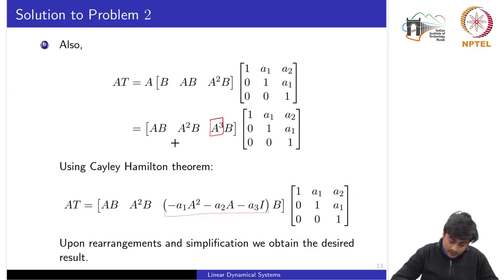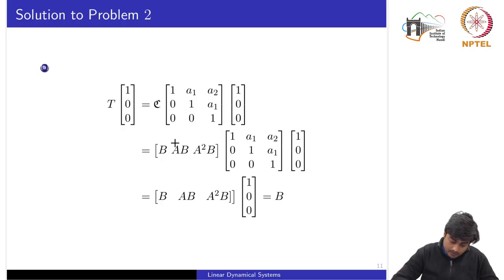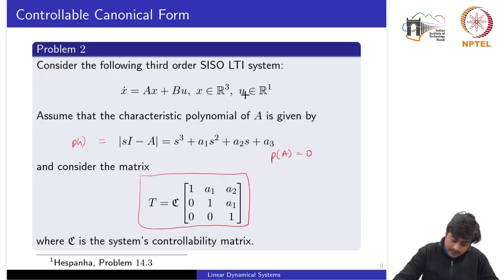And particularly for this problem, since we have defined U as a scalar, so for computing this C matrix, the C matrix would be a square matrix, right? Because our B would be a vector.